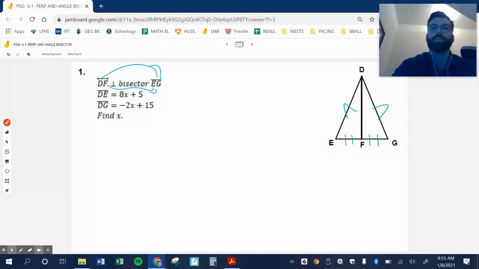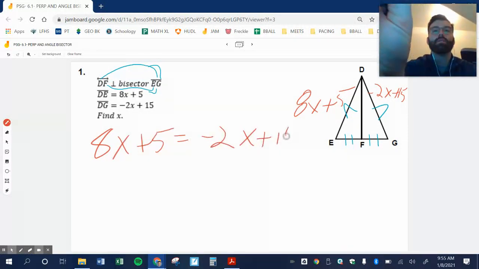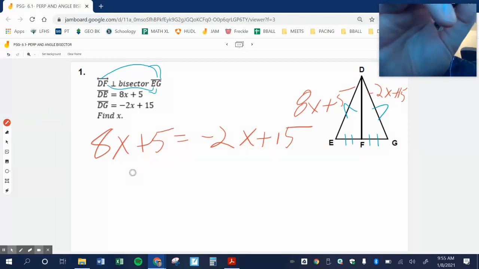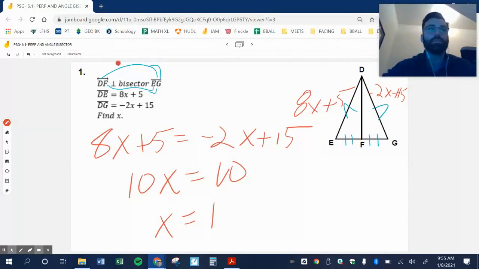So let's say this DE is 8x plus 5, and this is negative 2x plus 15. Well, what do we do? If they're both the ears, that makes them congruent. Add the 2x, subtract 5. I got 10x equals 10. X is 1. Wow, that was not too bad. The hardest part about this is recognizing and labeling the actual picture itself. Obviously, you can always draw in the eyes, the nose, and the mouth if you want to draw in your cats.